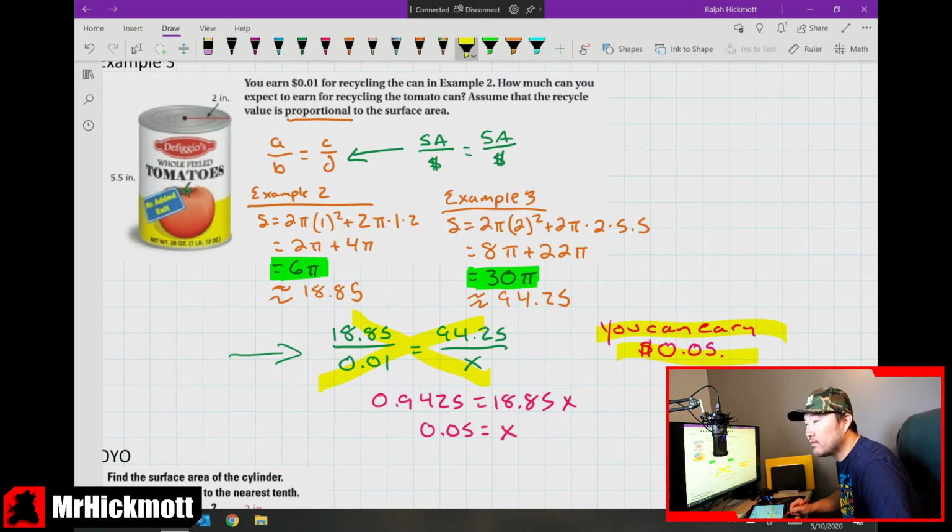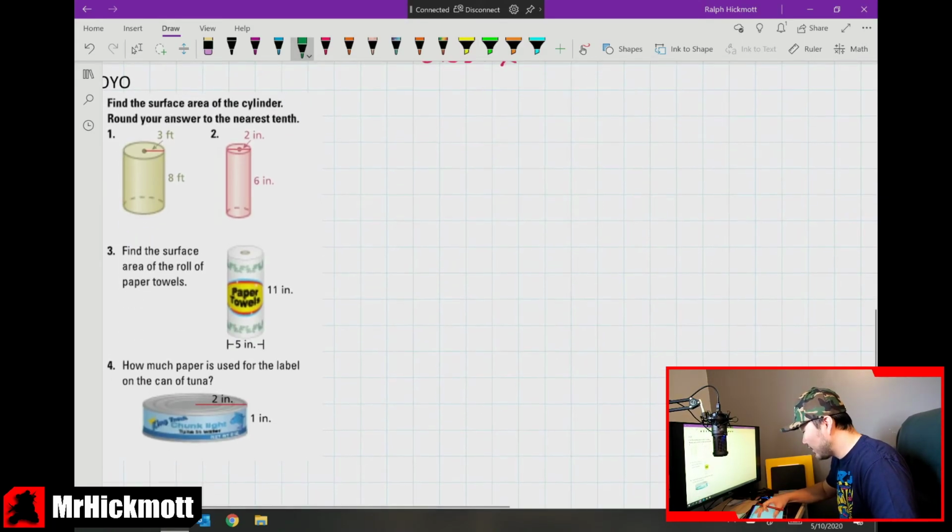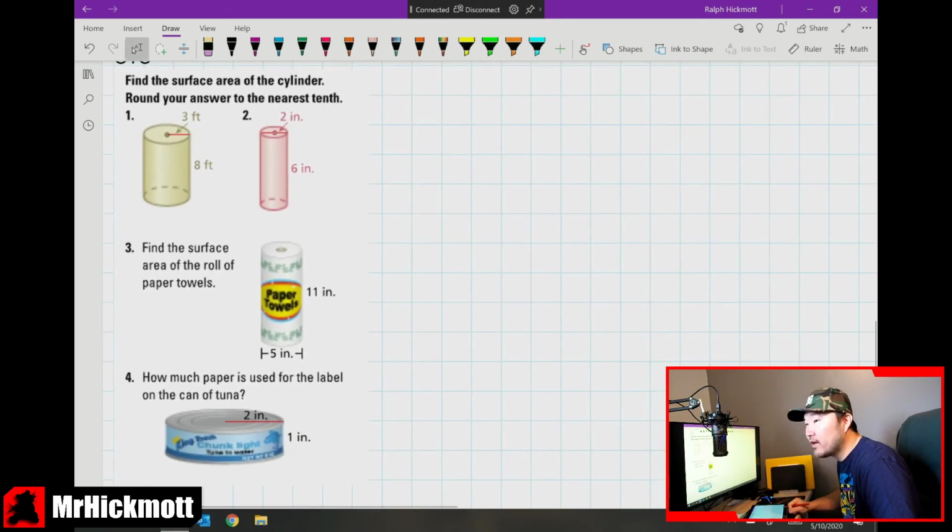All right, so with that being said, pause this video as needed. I'm going to go ahead and scroll down to the OYO section and give you a couple problems to practice here. Okay? And there we go. So in front of you are 4 problems related to finding the surface area of a cylinder. I'm going to pause this video, let it run for about 5-10 seconds, and then all of the answers will pop up along with my explanation. So pause this video as needed.